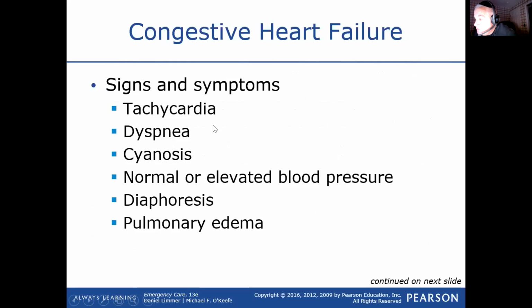So what do you see in congestive heart failure? They're tachycardic because they're scared. They're short of breath, dyspnea, right? They're having trouble breathing. They're probably going to be cyanotic around their lips. Okay, their blood pressure, most of the times I've seen it, has been elevated. They're going to have that cool, pale sweat again because of the adrenaline that's causing the tachycardia.